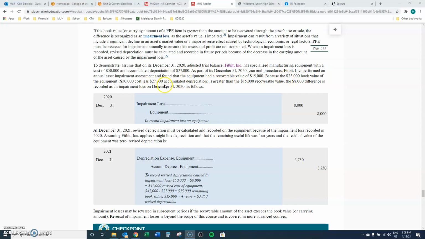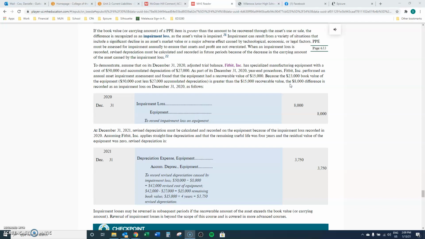That's the cost less accumulated depreciation. So it has a book value. So you're carrying that asset in your financial statements with a value of $23,000. But the recoverable value is only $15,000. Recoverable value is, if you had to sell that asset today, what would you get for it? What would you recover? So that means there's an $8,000 difference. So you're carrying the asset on your financial records $8,000 higher than what it should be.